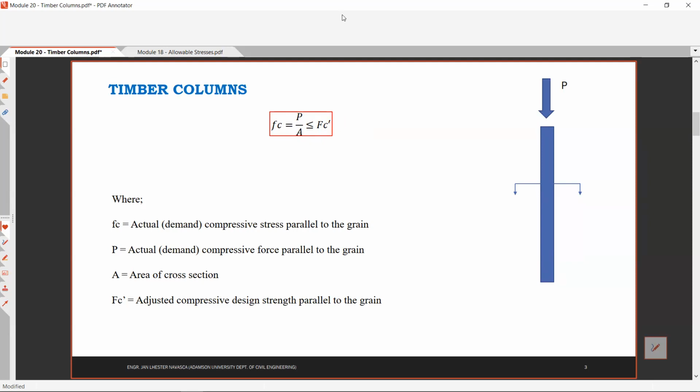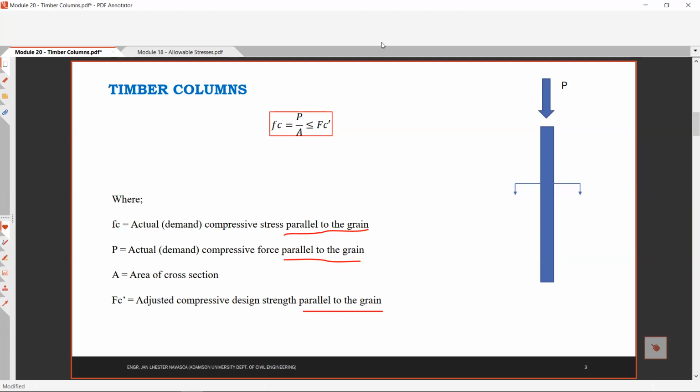Whereas your Fc prime is the adjusted compressive design strength parallel to the grain. A is the cross-section of your column. P is the actual compressive force, and fc is the actual demand compressive stress parallel to the grain. Take note, you will notice that all of these are parallel to the grain.